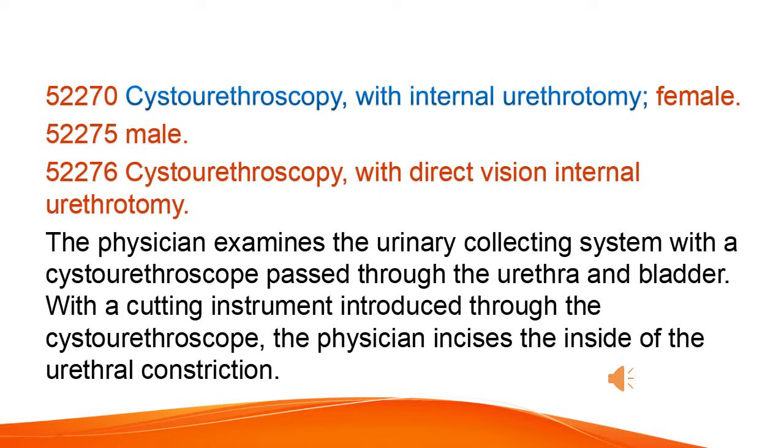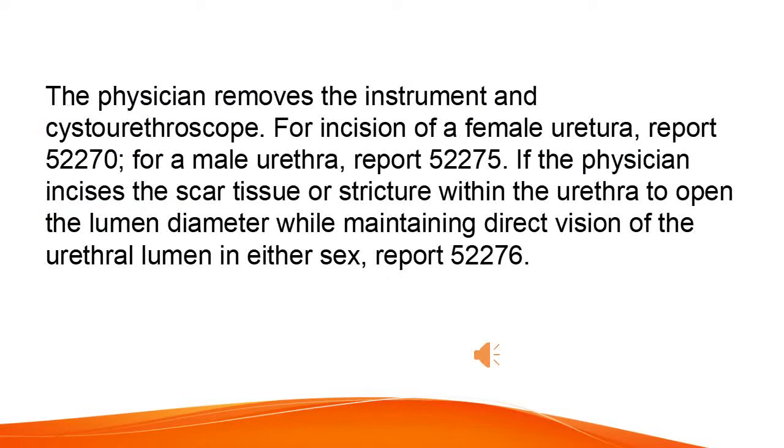Cystourethroscopy, with internal urethrotomy, female. Male. Cystourethroscopy, with direct vision internal urethrotomy. The physician examines the urinary collecting system with a cystourethroscope passed through the urethra and bladder. With a cutting instrument introduced through the cystourethroscope, the physician incises the inside of the urethral constriction. The physician removes the instrument and cystourethroscope.